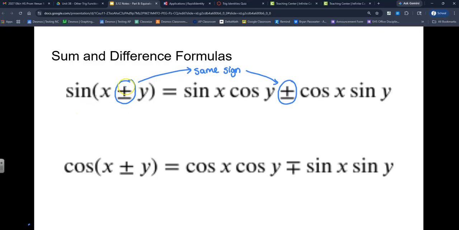Notice that I've got a plus or minus here. It stays a plus or minus here. That doesn't mean you'll see a plus or minus in the problem. It means if you have a plus, keep it a plus. If you have a minus, keep it a minus. There. The cosine one is even more fun.